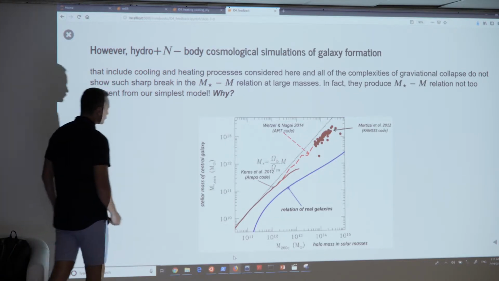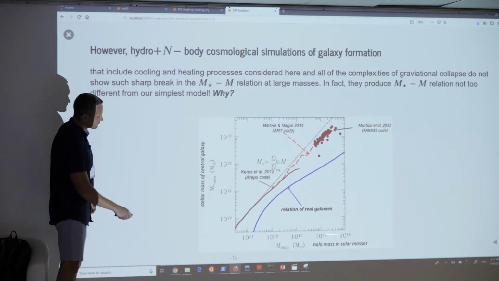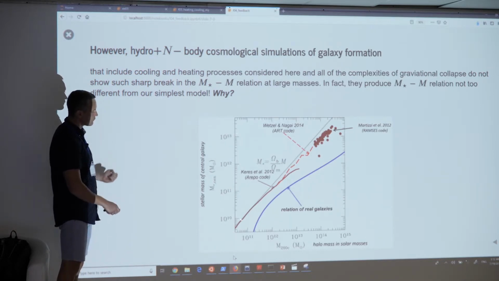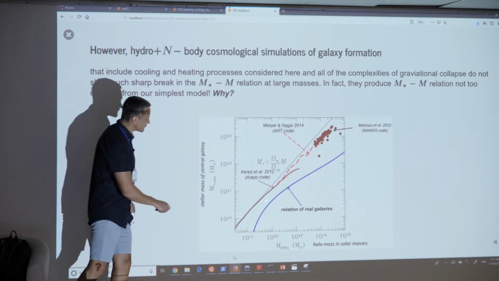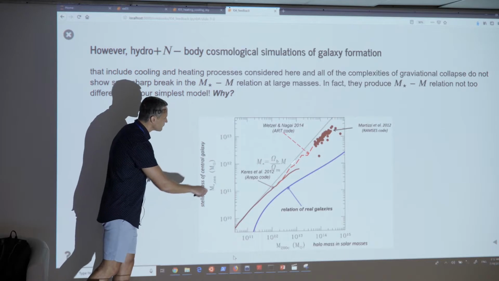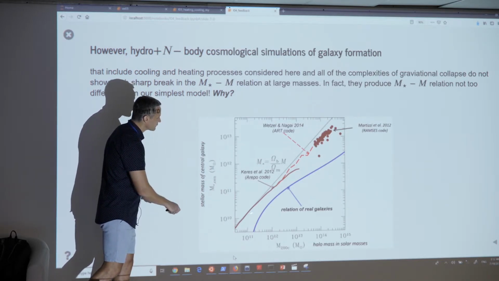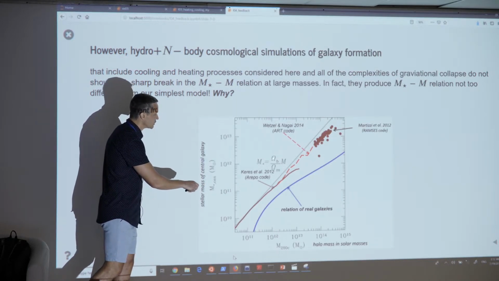That's not the case. So this plot shows stellar mass of a central galaxy as a function of halo mass, so pretty much a similar plot as before. This shows the relation indicated by real galaxies. And the red lines of different types and these red points are results of simulations. The dotted line here again is the maximal possible efficiency, stellar mass proportional to halo mass with universal fraction.